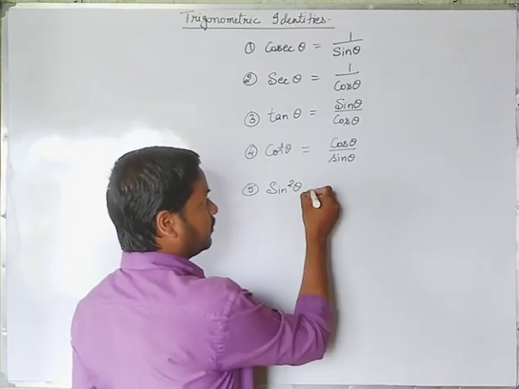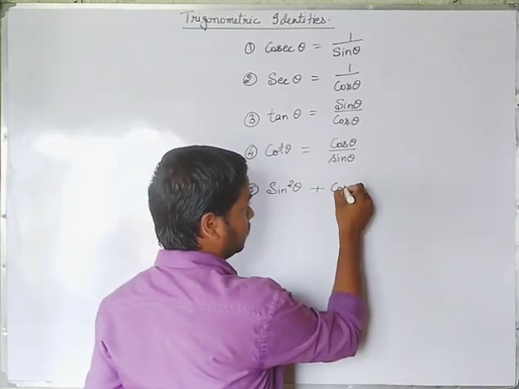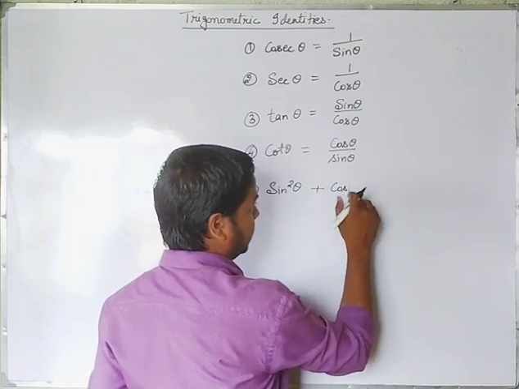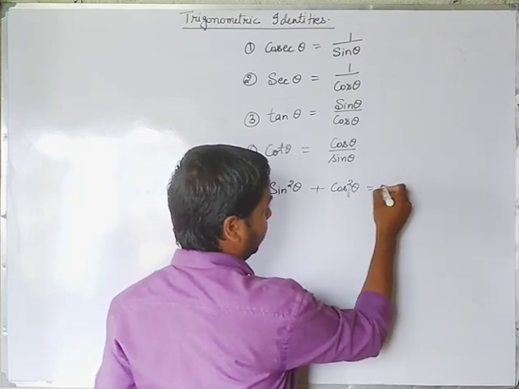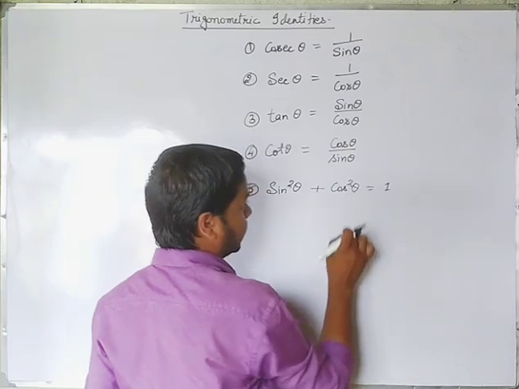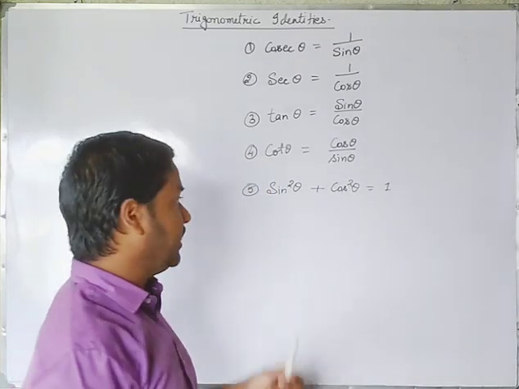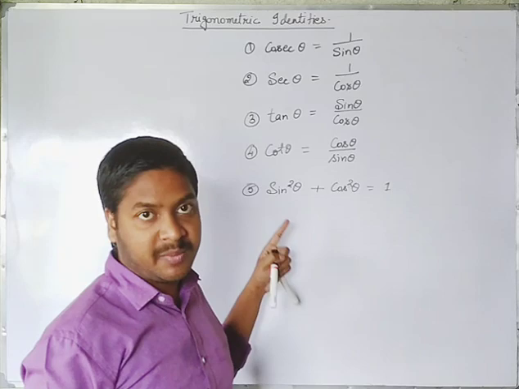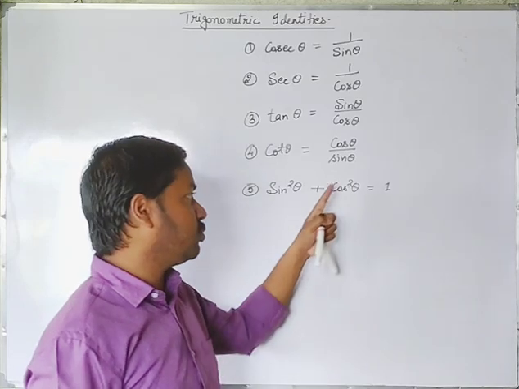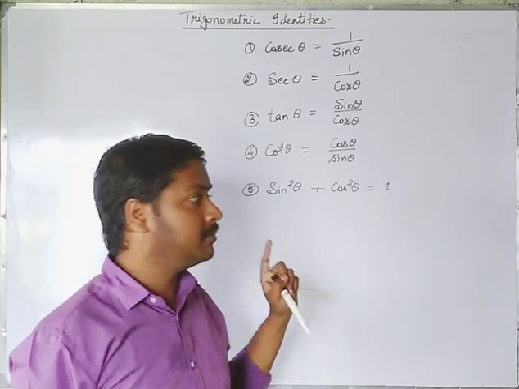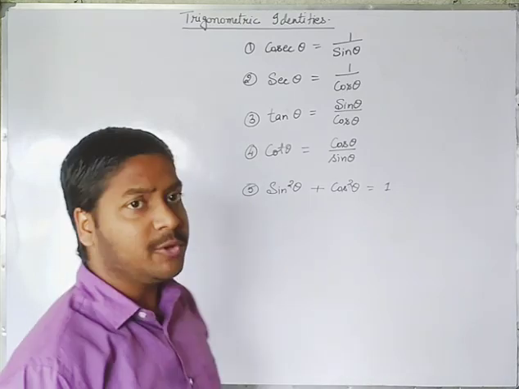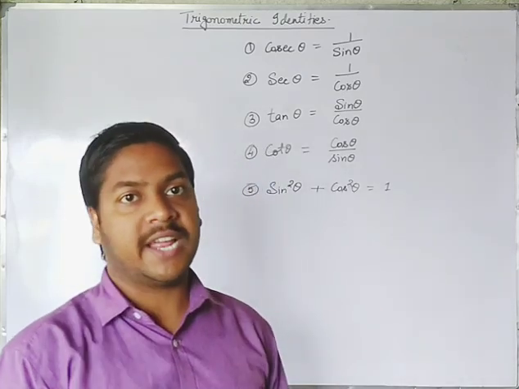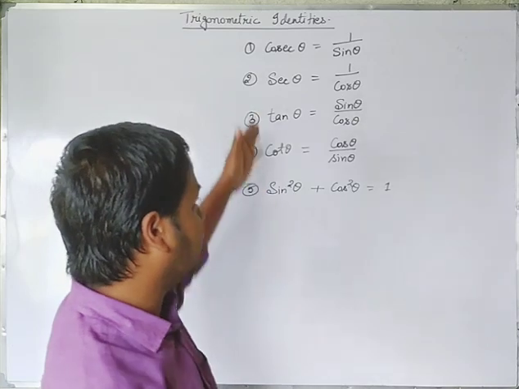Sin square theta plus cos square theta will always be 1. On putting in the formula you will get it, because sin is p by h, square of p by h plus square of b by h will give you 1. If you want to solve any of the questions on identities, you can use any of these 5.